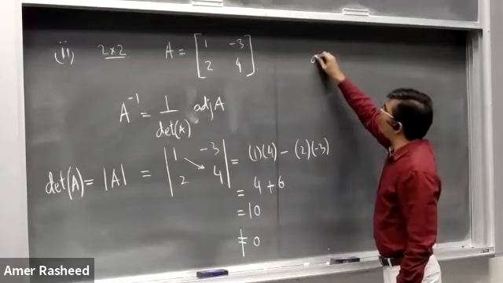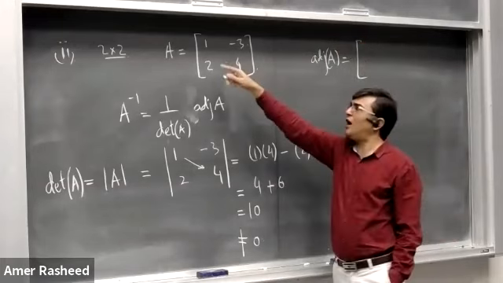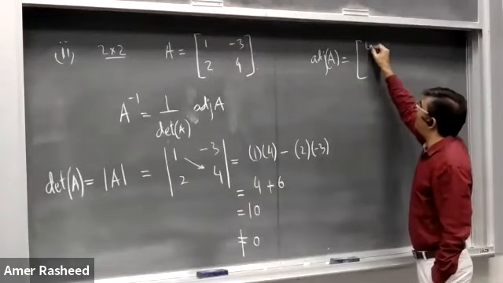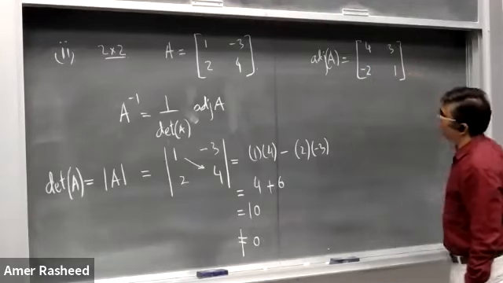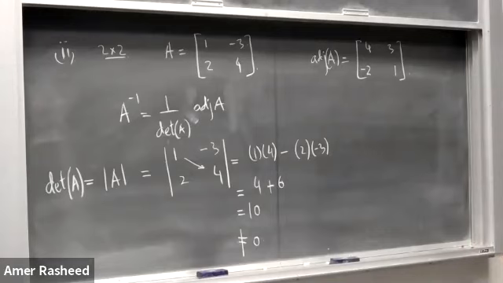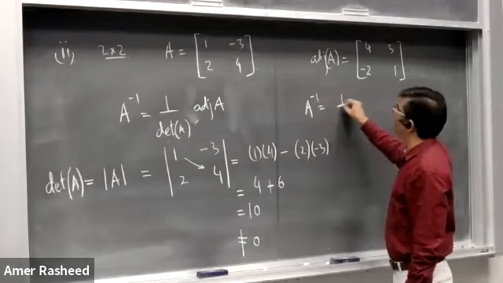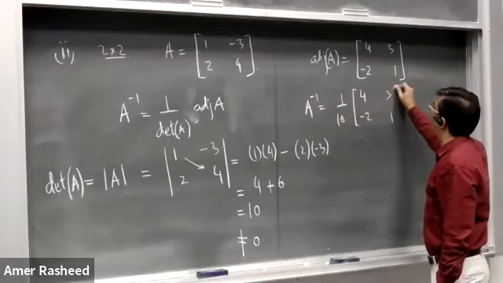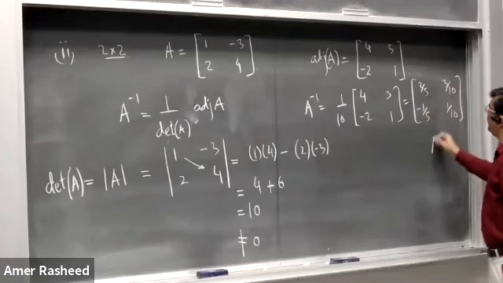Now, what is the adjoint matrix? Adjoint of A is the same matrix, but you have to swap the positions of the elements in the diagonal, 4 and 1, and change the signs of the off-diagonal elements. This is how you find the adjoint of any matrix. Once you have the adjoint, A inverse is equal to 1 over determinant times adjoint. It is 4, 3, -2, 1. After solving this, it is 2 by 5, 3 by 10, -1 by 5, and 1 by 10. This is your A inverse.